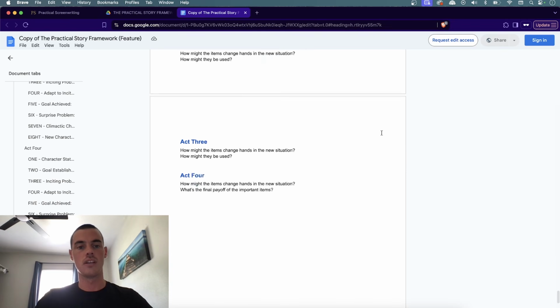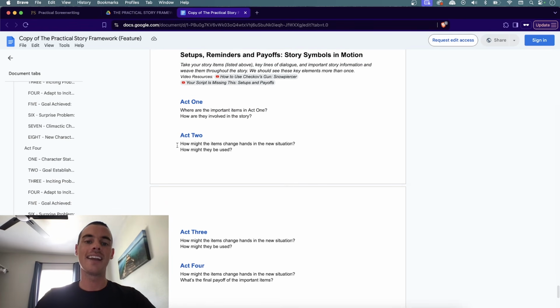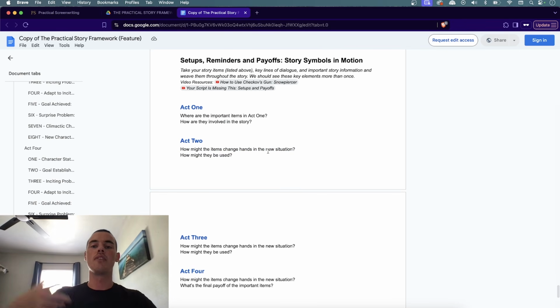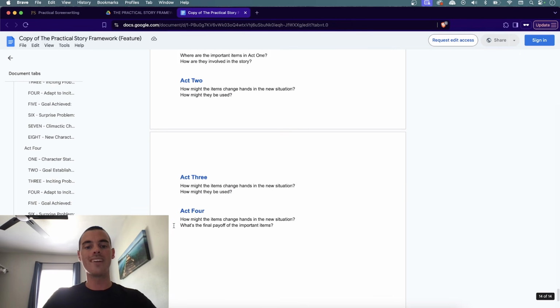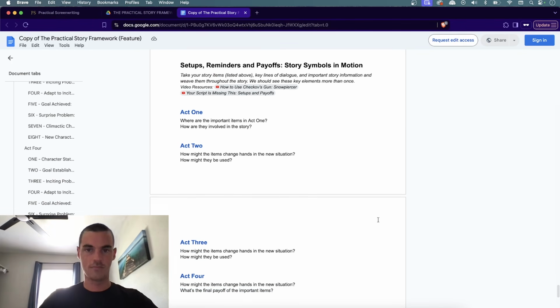And here is just some simple questions that you can ask yourself. Where are the important items in Act 1? How are they involved in the story? Act 2, how might the items change hands in the new situation? How might they be used, right? The point is, how do we see a shift and a using and a movement of these different items? And then at the end here, what is the final payoff of the important story items in the script?